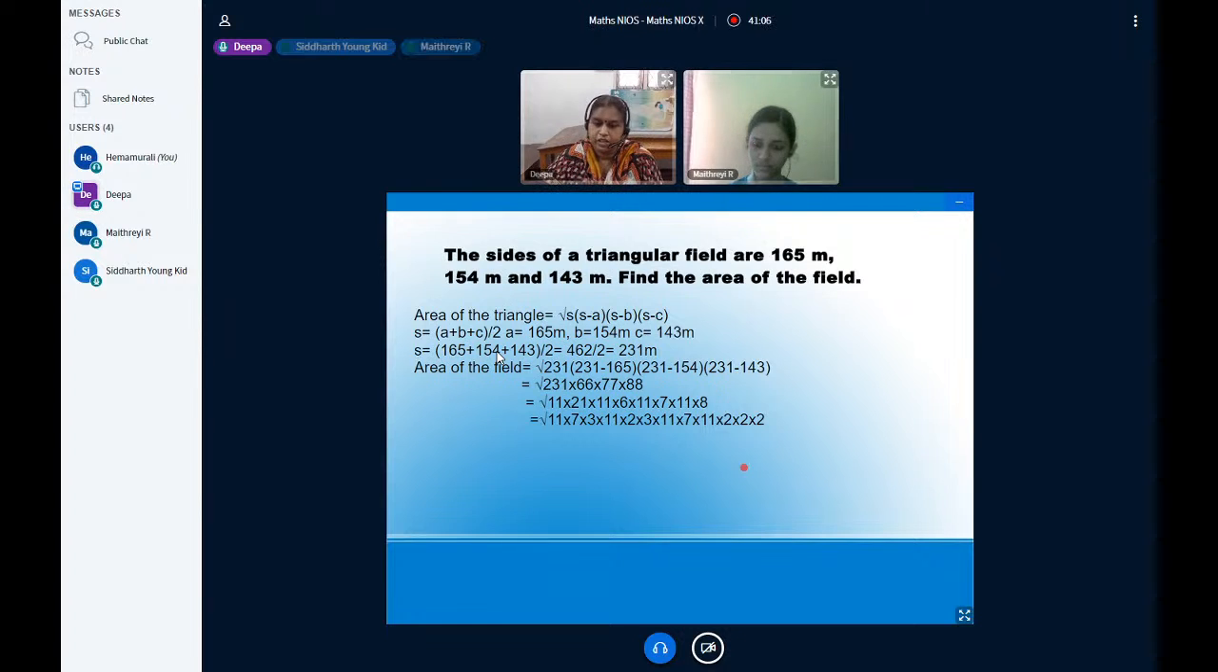Okay. Now we can square all the things. That means 11 square, 7 square, 3 square, 2 square, 2 square, right? If you have the square, we can take them out of the square. So 11 into 11 into 3 into 7 into 2 into 2 into 2. Any doubts? Multiply and tell me what is the answer.